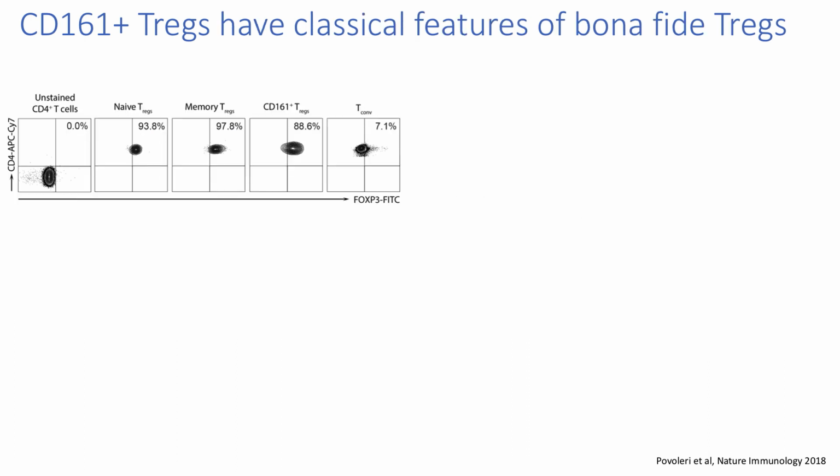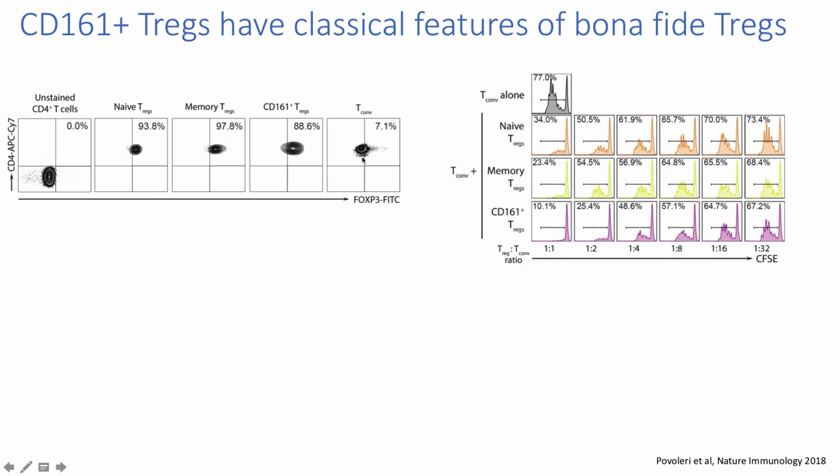However, the question that we had was whether these cells are bona fide Tregs, and so to determine this, we used the most common analyses that have been used to determine whether a population of cells is a Treg or not. As you can see here, CD161 positive Tregs express FOXP3, albeit at slightly lower levels than naive and memory Tregs. However, when we looked at an in vitro suppression assay, you can see that these cells are very highly suppressive, even at lower dilutions, compared to the other populations of naive and memory Tregs.